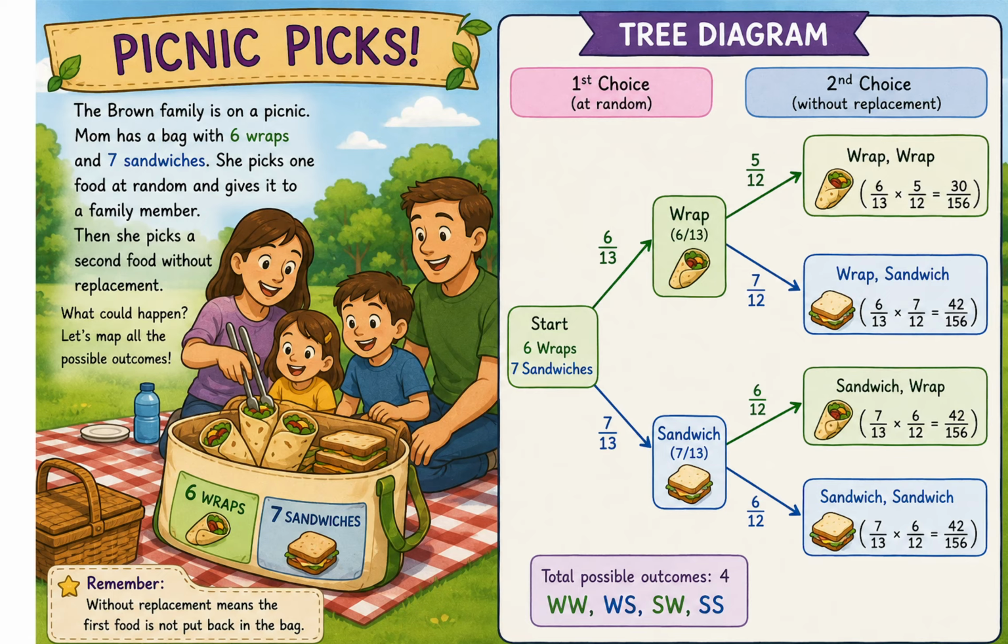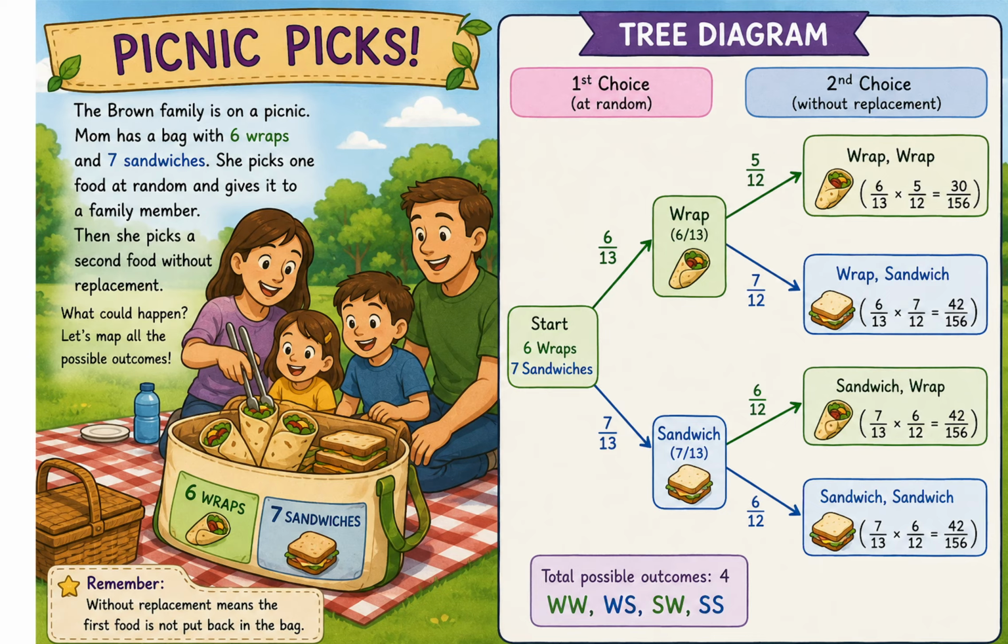So here's a scenario. Picnic picks. There's a Brown family. They're on a picnic. Mom has a bag of 6 wraps and 7 sandwiches. She picks one food at random and gives it to a family member. Then she picks a second food item without replacement. What could happen? Let's map all the possible outcomes.